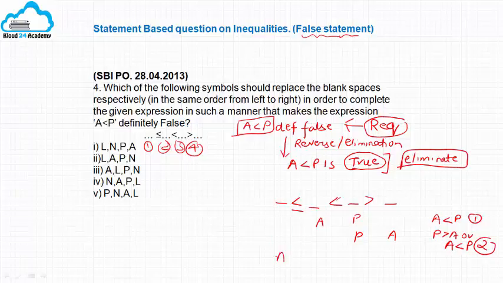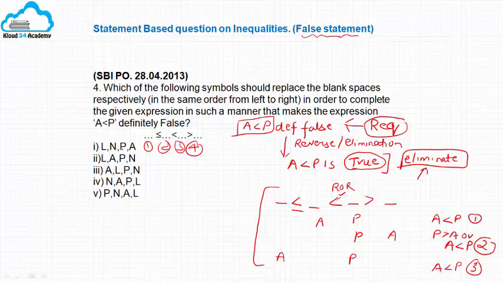If a comes here and p comes here, a at first and p at third, then as per rule of ranking, less than sign will be preferred. So a at first and p at third makes a less than p true. So here we are done with three cases in which a less than p is true. What we have to do is eliminate them. Let's find out in the options.